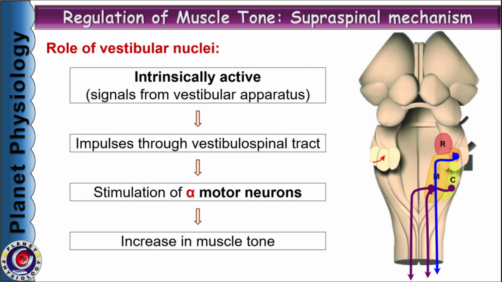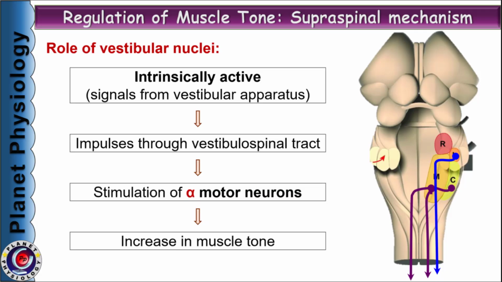Now let's discuss the role of vestibular nuclei. Vestibular nuclei are also intrinsically active because they constantly receive signals from the vestibular apparatus. These nuclei function in association with pontine facilitatory area to increase the muscle tone in the anti-gravity muscles. They send excitatory signals to alpha motor neurons via vestibulospinal tract to increase the tone in the anti-gravity muscles. So their main aim is to maintain equilibrium.